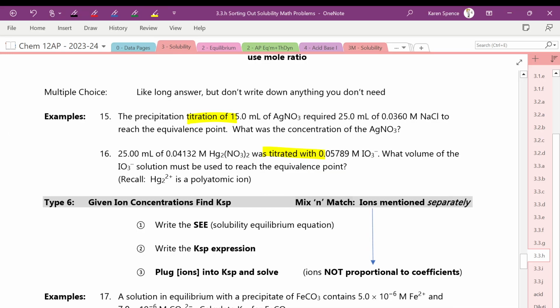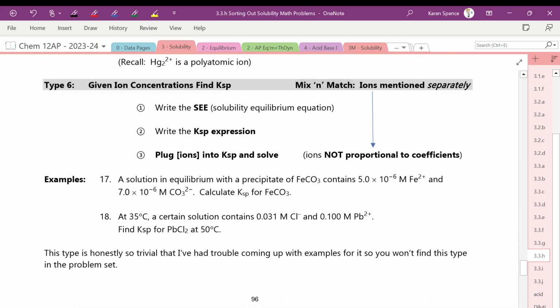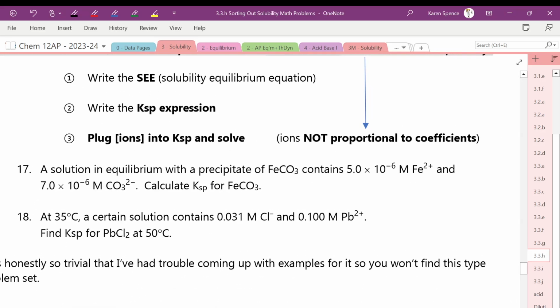And then finally, there's type 6. Given the ion concentrations, find the KSP. This should be pretty straightforward because, again, you've got one ion concentration, you have another ion concentration. What else would you do but put them into the KSP expression? Does that make sense? I mean, there's nothing else to do there. Okay.